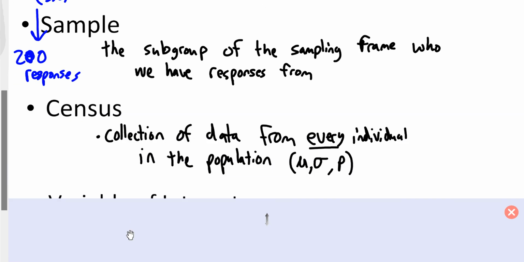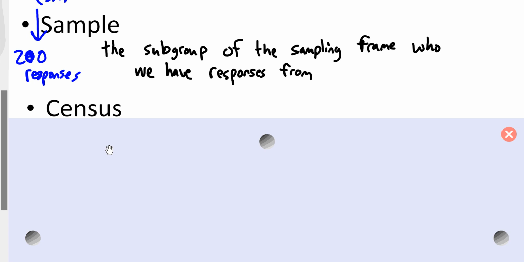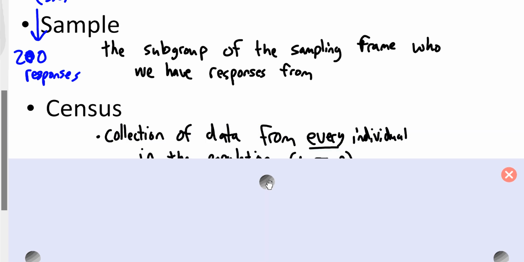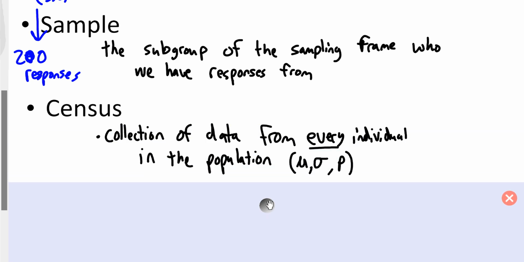Now, a couple other things we're going to be talking about. Census. You might have heard the term census; in our country, we do this every 10 years. There's a census of the entire country. It is a collection of data from every individual in the population. So from that population group, from that census, we can find the mu, which is our population mean. We can find the sigma, which is our standard deviation. We can find proportions. But it is from everyone. We want to get everyone's data, not a certain sample.